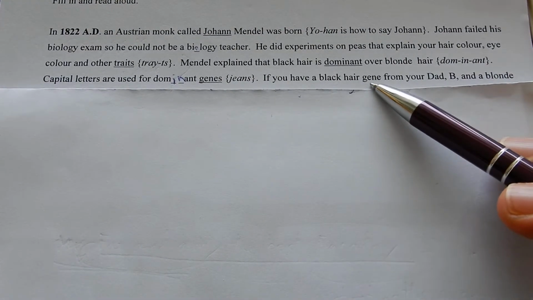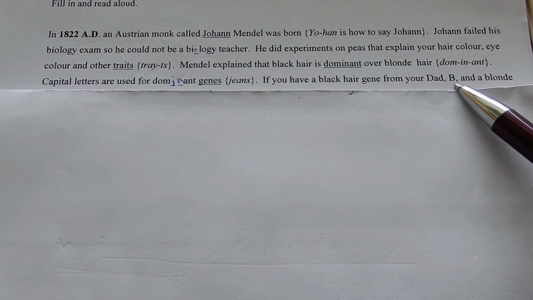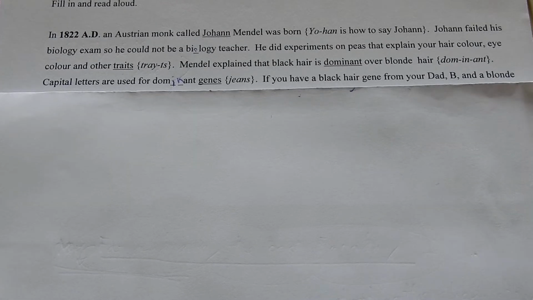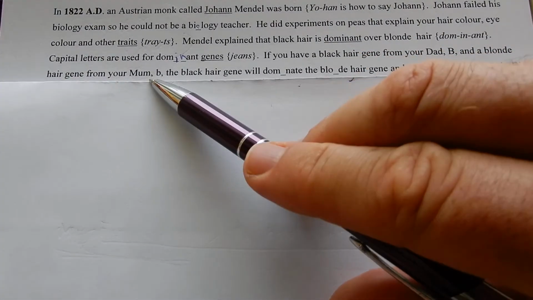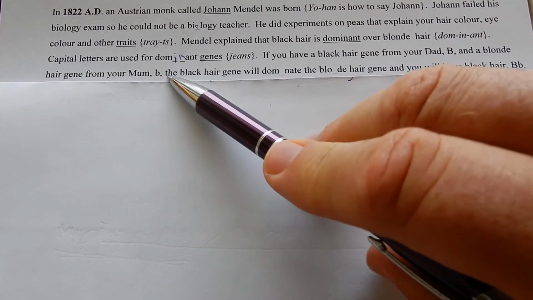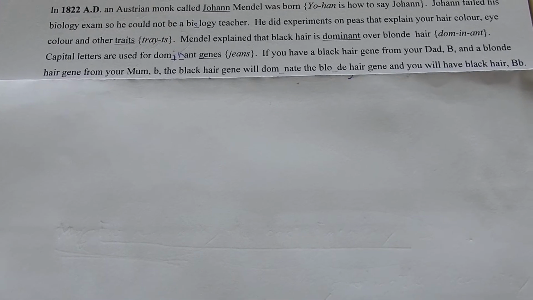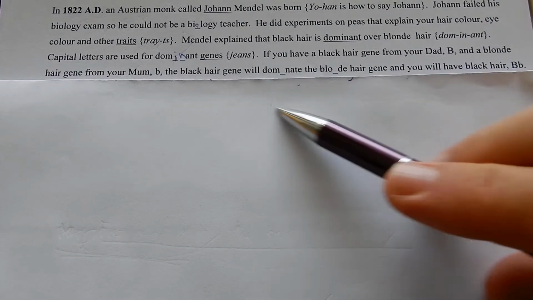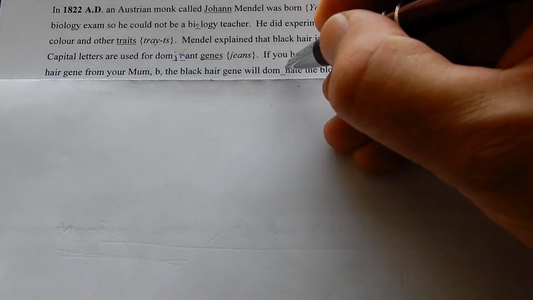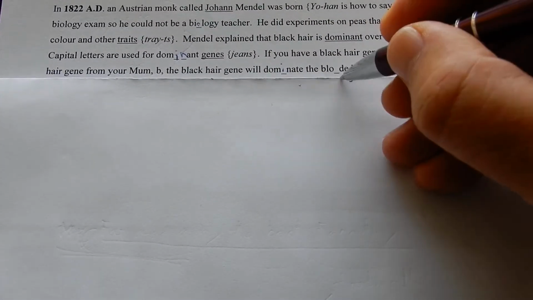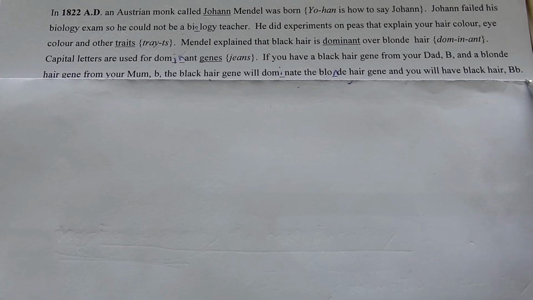If you have a black hair gene from your dad, capital B, capital for dominant, and a blonde hair gene from your mum, little b for recessive genes. Recessive means, you know, I'll do whatever you say. Dominant is do what I say. The black hair gene will dominate the blonde hair gene, and you will have black hair.